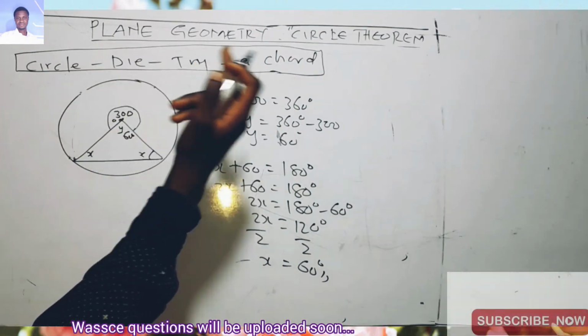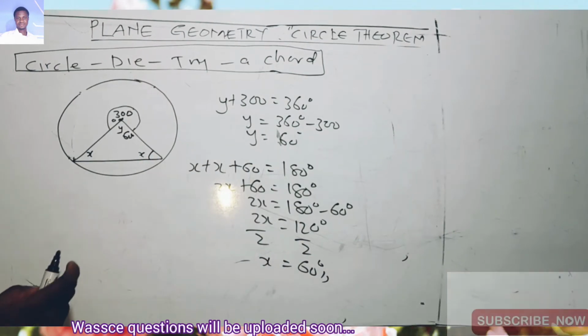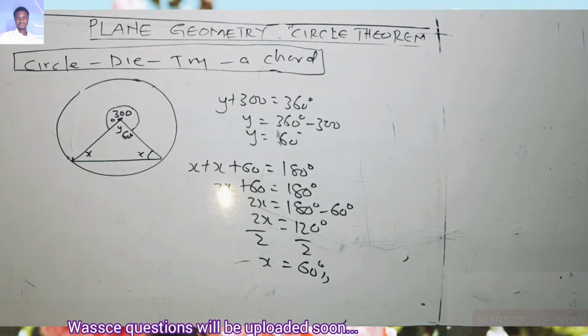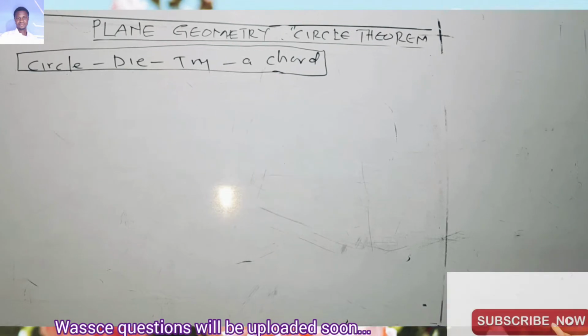Circle, diameter, triangle, chord. And that's it. So let's now look at the basic things you have to know about the chord as well. And then we can solve questions on the circle theorem as well.